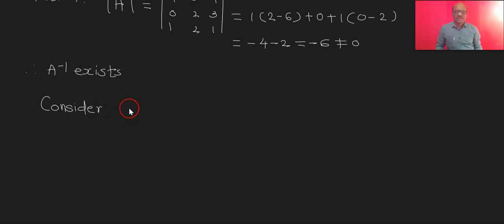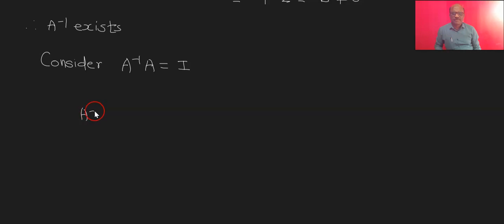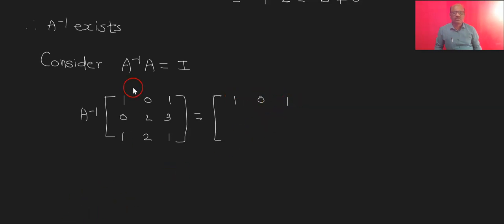Now consider A inverse into A is equal to I. Because here we are considering the column transformation, therefore here is A inverse, and then in bracket you will get 1 0 1, 0 2 3, 1 2 1 is equal to the identity matrix, 1 0 0, 0 1 0, 0 0 1.